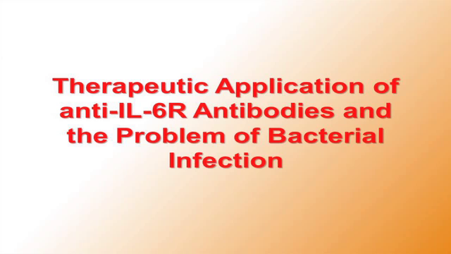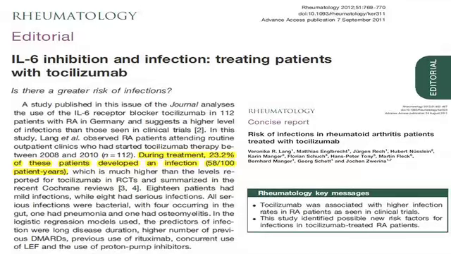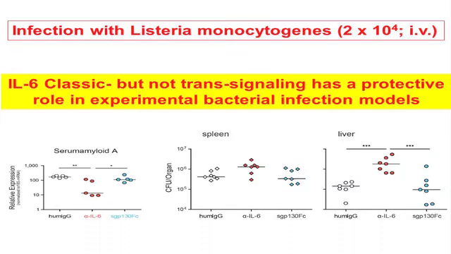And one problem is shown here. These are bacterial infections. And this is just one example. During this particular trial, more than 20% of the patients had problems with bacterial infections. So therefore, we did exactly the same kind of experiment which I showed you 5 minutes ago. We infected mice with bacteria. We blocked globally IL6 with anti-IL6 antibody, and we just blocked trans-signaling with soluble GP130.